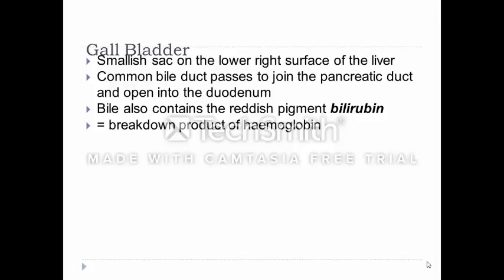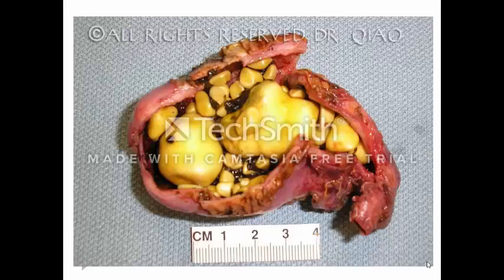This is opened by CCK, cholecystokinin, which we'll discuss later on in the sessions. Bile also contains the reddish pigment bilirubin, and this is a breakdown product of hemoglobin. For those of you who encounter patients complaining of gallstones, this shows an extreme case.